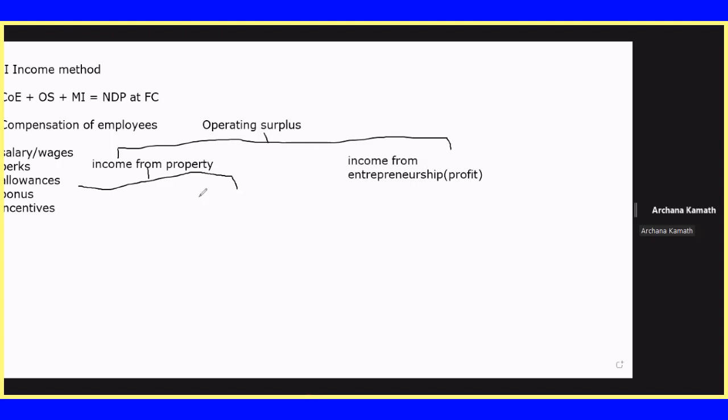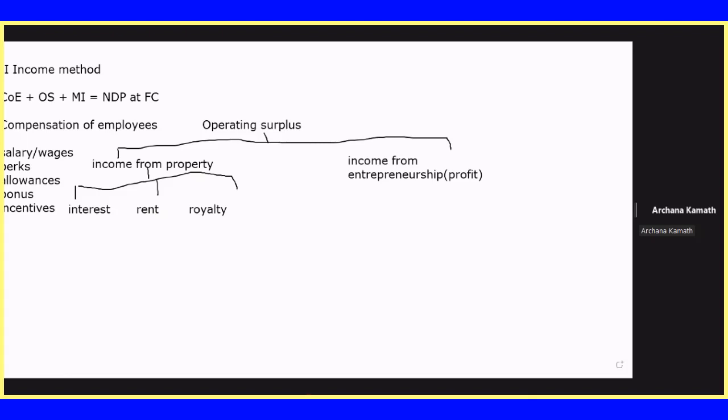Now, property income is divided into three again. You have interest received: you might have kept your property in the form of some investment and you earn interest out of it. Then rent, if you are earning from physical property in the form of land and buildings. And other than that, royalty, patent, copyright, and so on also come under income from property.